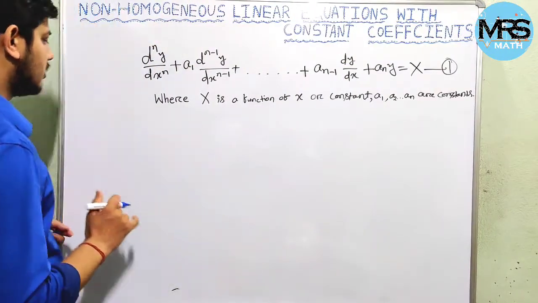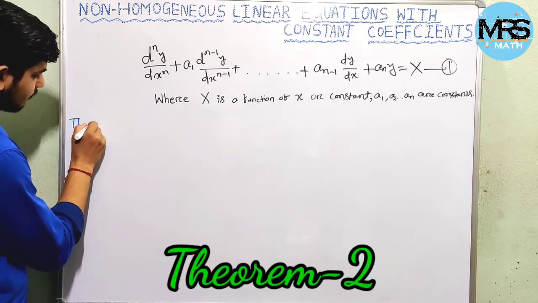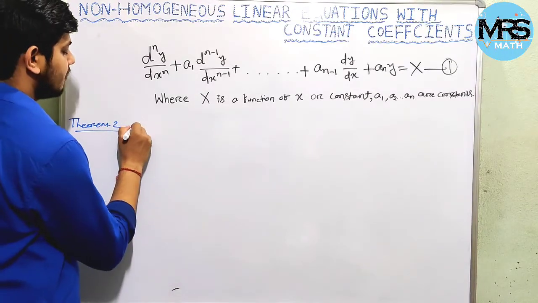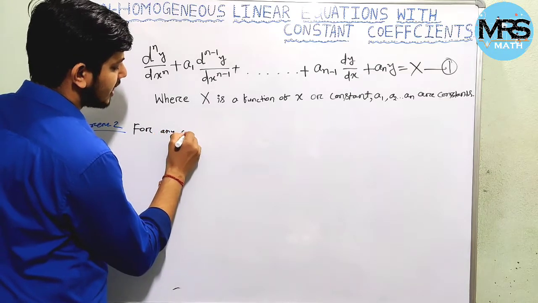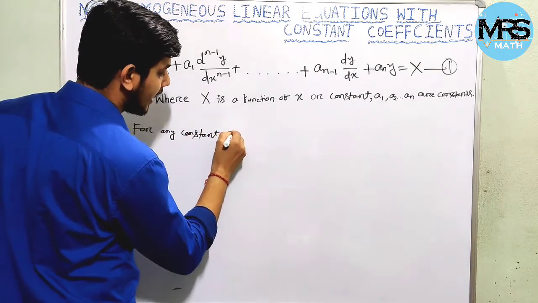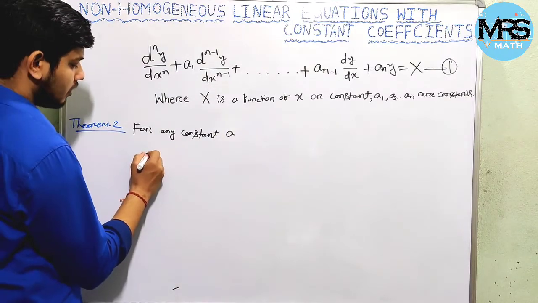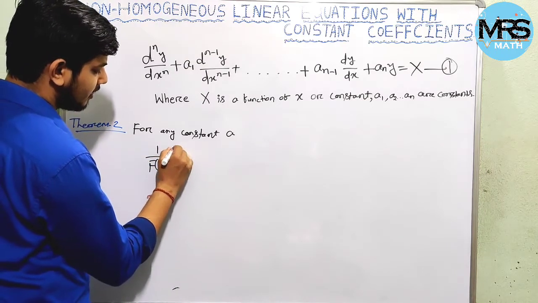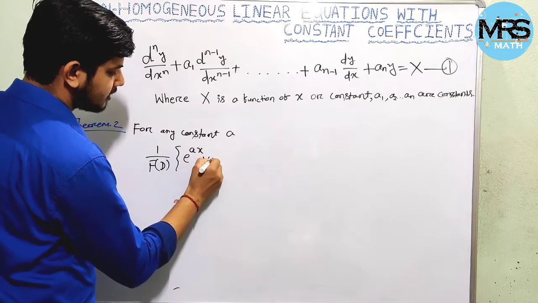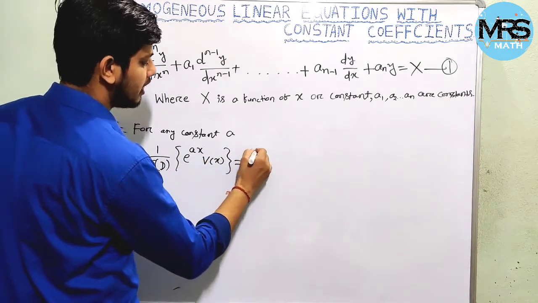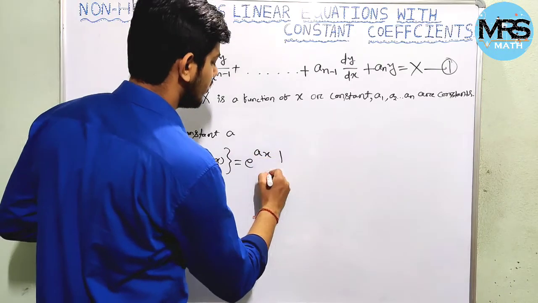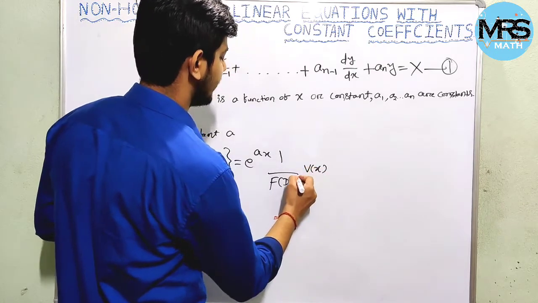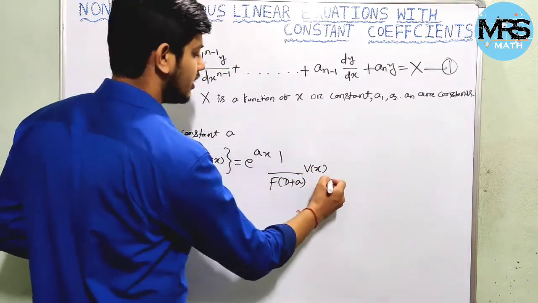So now we'll see theorem number 2. What theorem 2 says is that for any constant a, 1 over f of D, e to the power ax into b of x, will be equal to e to the power ax, 1 over f of D plus a, into b of x. So this is the next theorem.